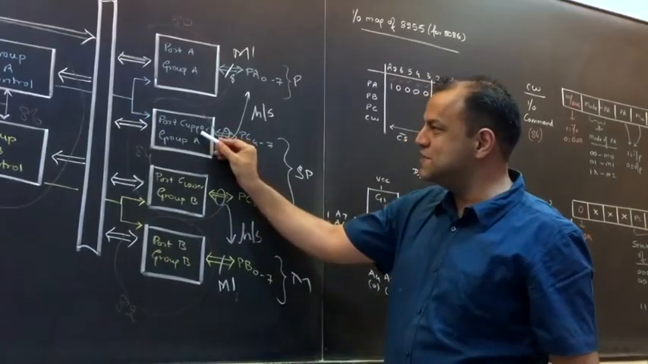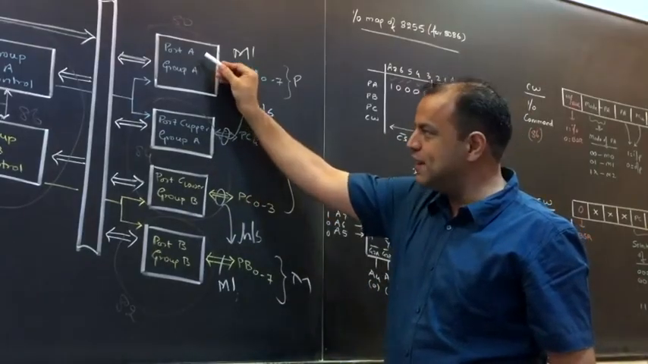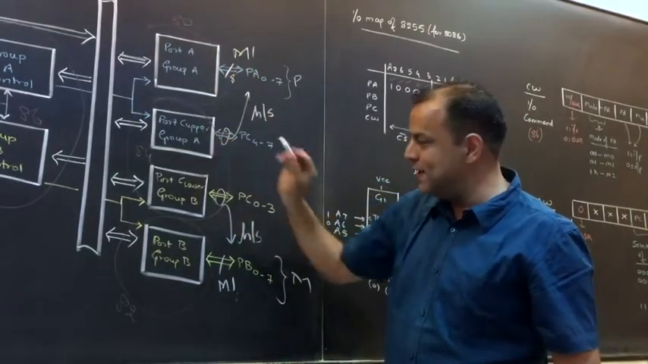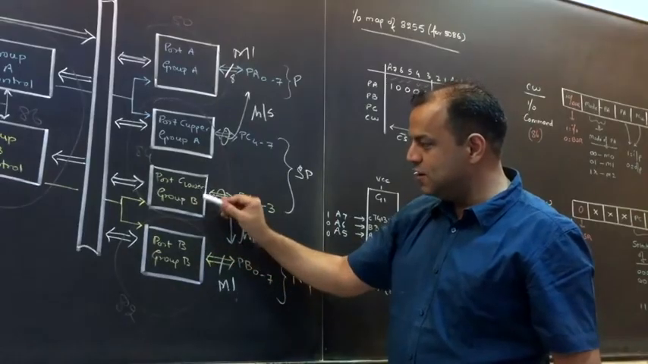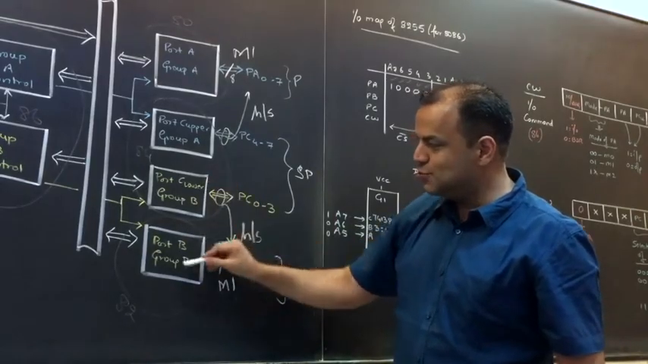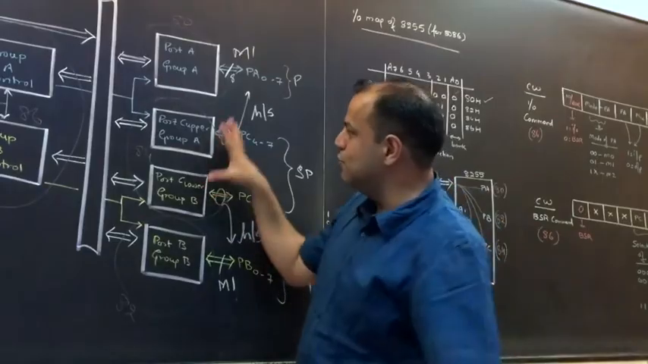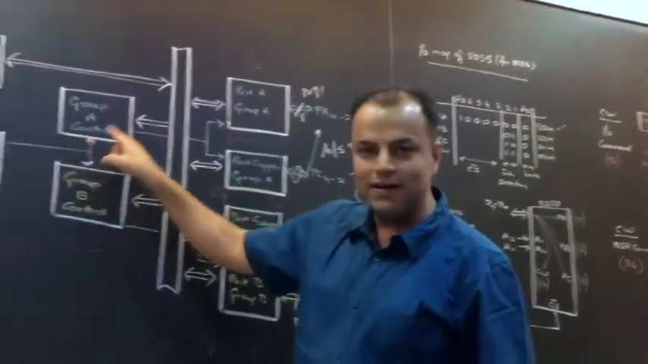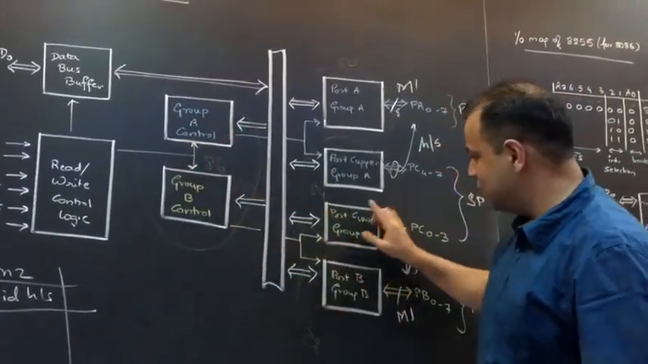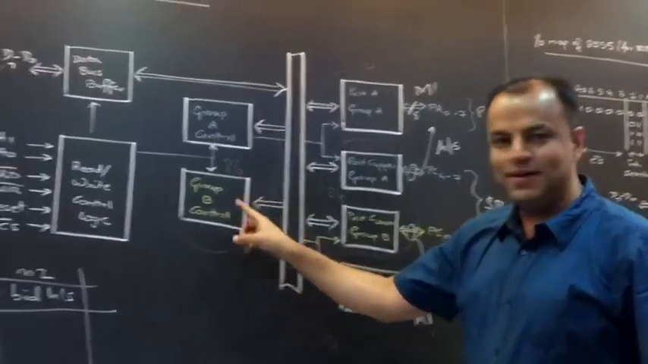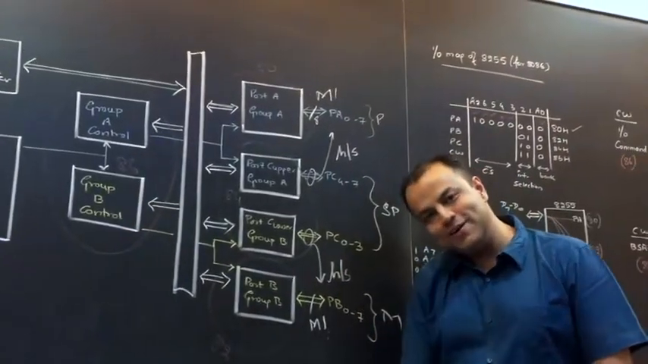This is called port C upper, which works with port A, so together it's called group A. Similarly, port C lower works with port B, so together they are called group B. Group A is controlled by the group A control logic. Group B is controlled by the group B control logic. Tell me, did you understand?